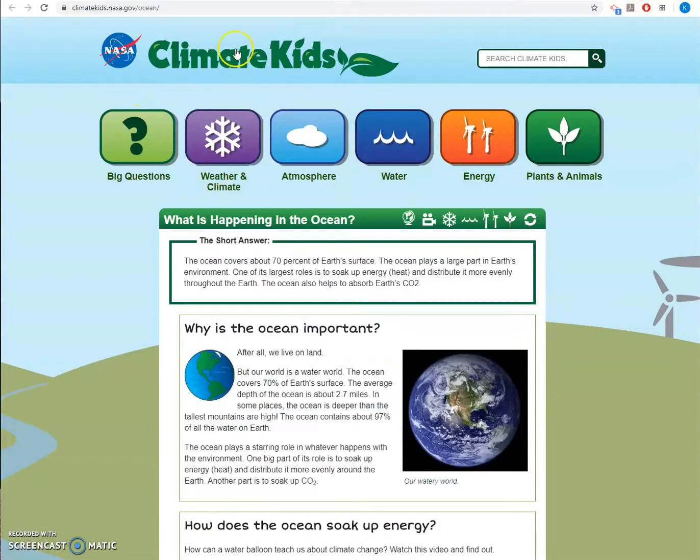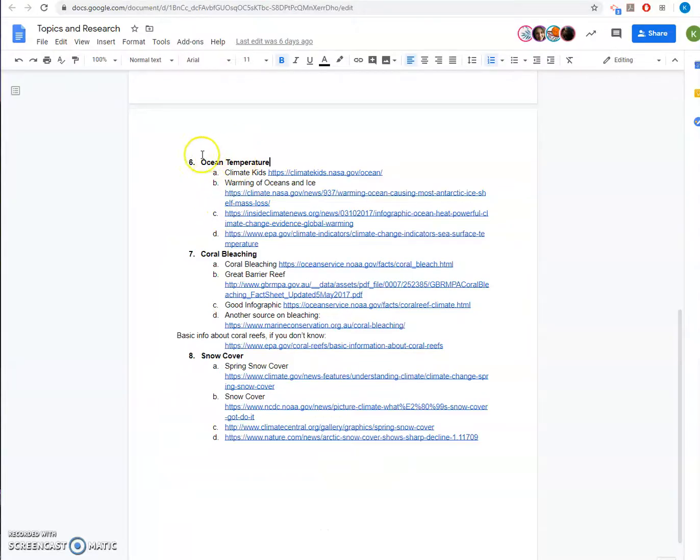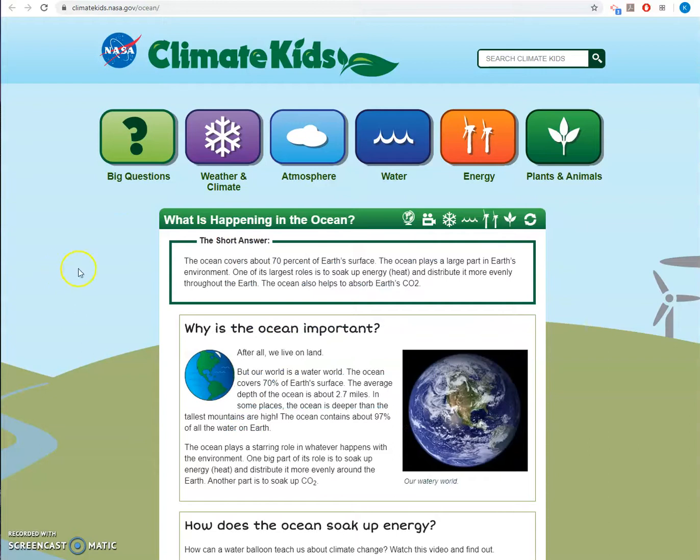First source is going to be climatekids.nasa.gov/ocean. It's going to tell you about the ocean, which is probably useful since we're looking at ocean temperature. Also on Climate Kids, there's a bunch of other information here. We're in the weather and climate section. If you want to look at some of the big questions, Climate Kids is really cool. I know it sounds like it's for little kids, but it's actually really useful for anyone.